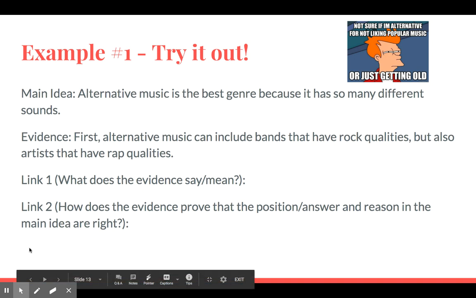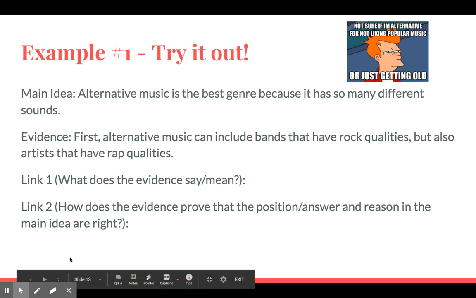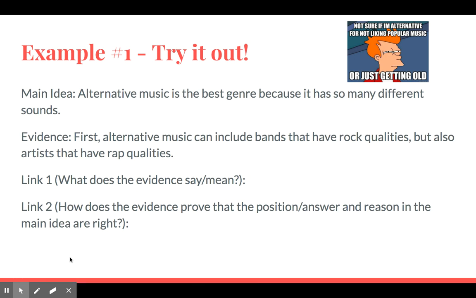So, pause this video, write down what you're thinking, answering these 2 questions. What does the evidence say, or what does it mean? And how does the evidence prove that the position or the answer and the reason in the main idea are right? Pause this video to try out these link elements and press play when you are ready to see a sample answer. Okay, let's check out a possible answer.